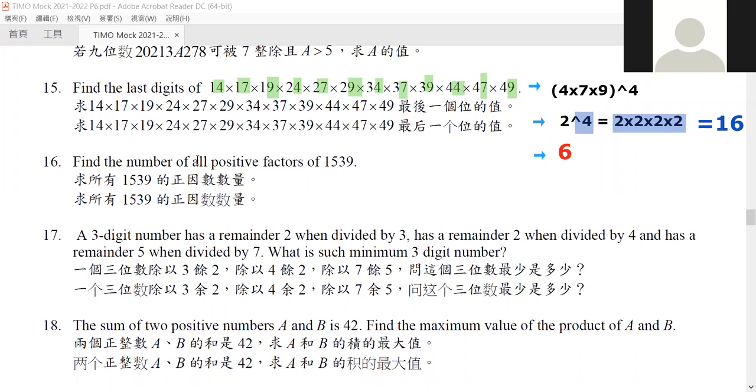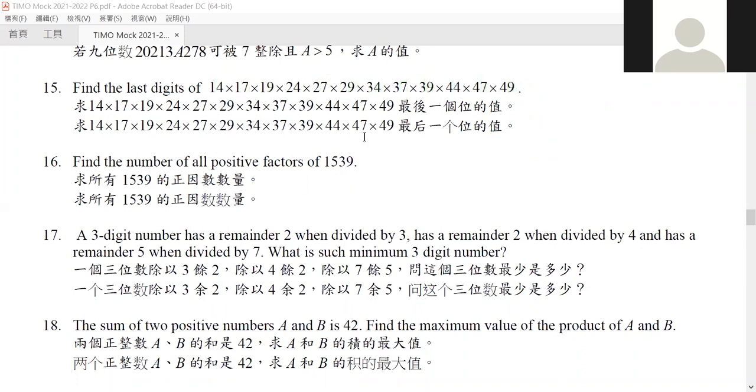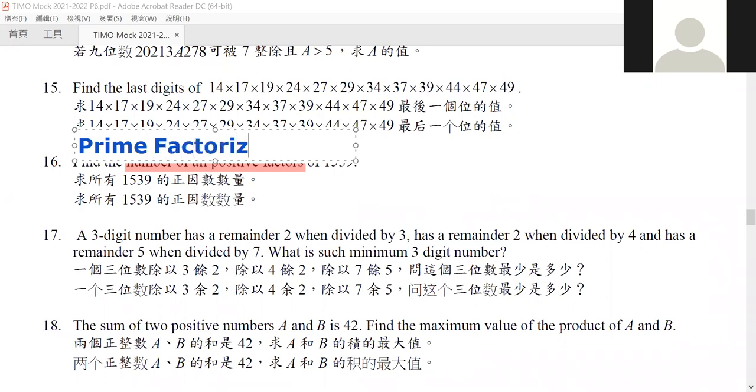Okay, so now let's go to our question 16. Find the number of all positive factors of 1539. Now, whenever we see a question which is about the number of factors or the sum of factors, the first step we want to do is just prime factorize the number. What do you mean by prime factorize? In other words, we want to write our target number as a multiplication of a series of primes.